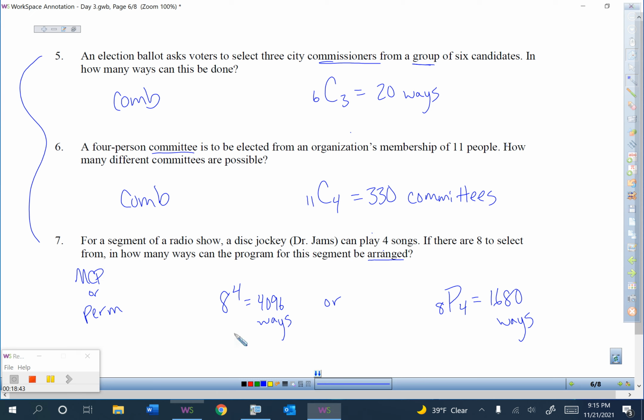Alright, these ones, first 2 were combinations. First one, it was just a group of 10 books you were taking. Didn't matter how you packed them in your suitcase, but you couldn't pack the same book twice, so no repeats.